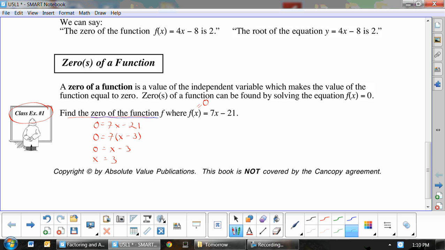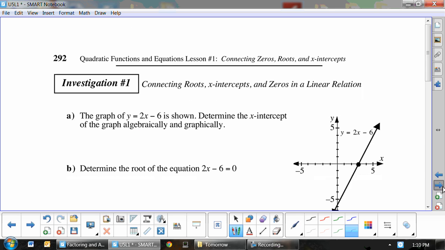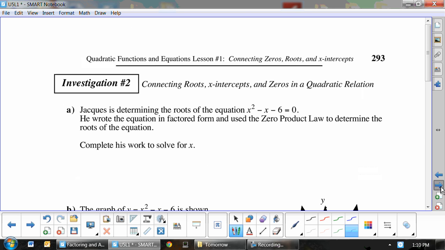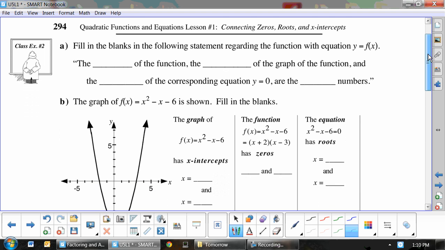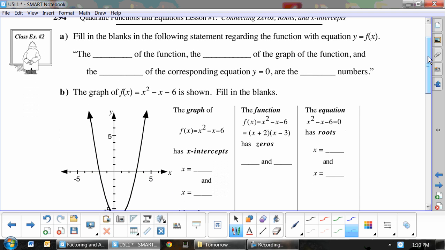Okay, so we're going to skip the next 2 pages. We're going to go to example 2, the fill in the blank. Yeah, that's why we skipped them. Okay, so fill in the blanks with the statements regarding the function with the equation.